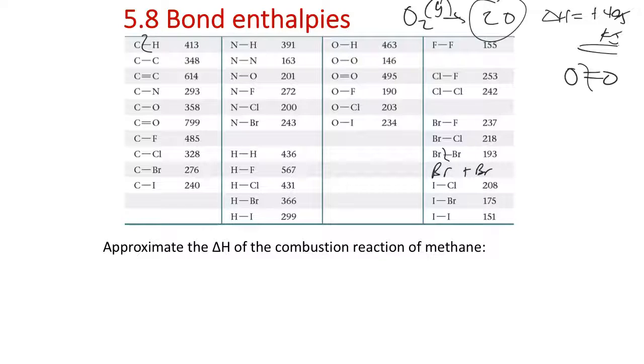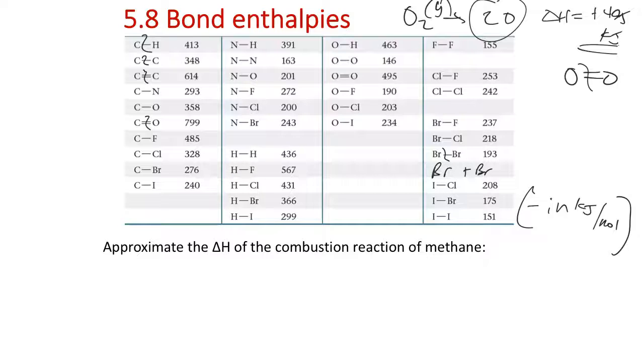So see, C-C bonds are actually a little bit weaker than carbon-hydrogen bonds. Double bonds are usually a little bit stronger than single, so the carbon-carbon double is 614 kJ per mole. The carbon-oxygen double bond is very strong, 799 kJ per mole. So the units here are all in kJ per mole of that particular bond that's being broken. Okay, so can we use this reaction to help us approximate?